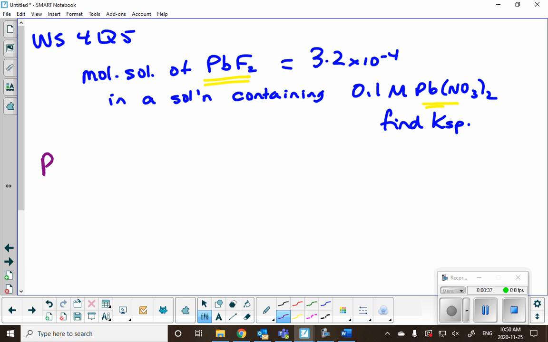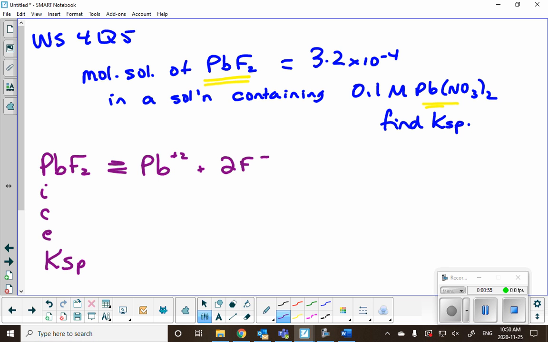So lead fluoride, PbF2, breaks down to give me my lead plus 2 ion and my 2 fluoride minus 1 ions. Because it's a common ion question, I'm going to do an ICE chart rather than just a molar ratio. And my KSP expression is going to be the concentration of my lead plus 2 ion times the concentration of my fluoride minus 1 ion squared.